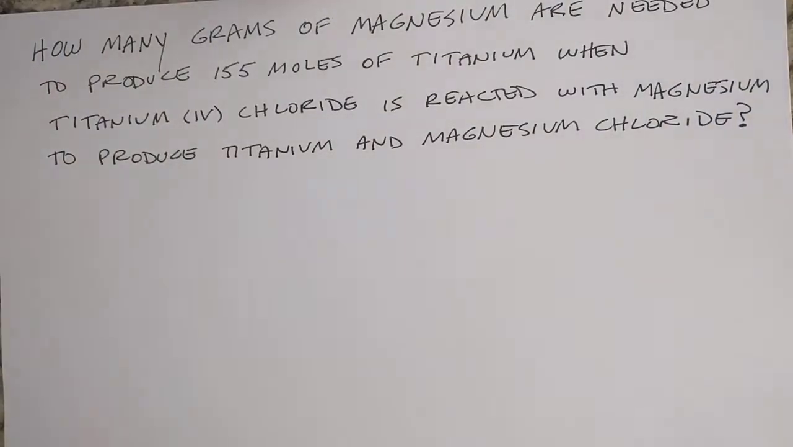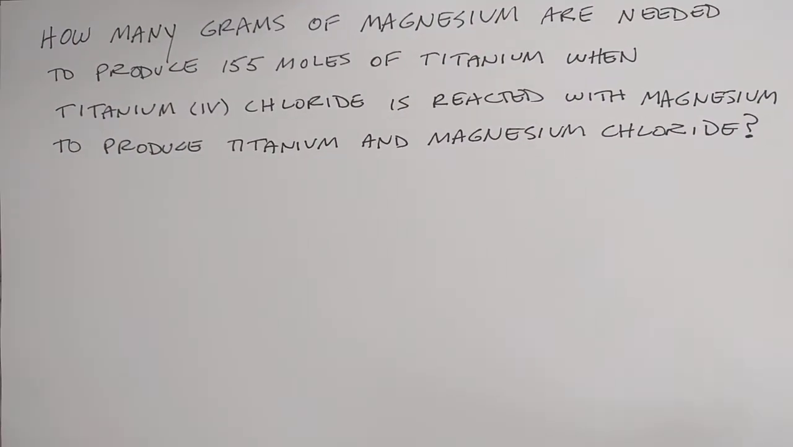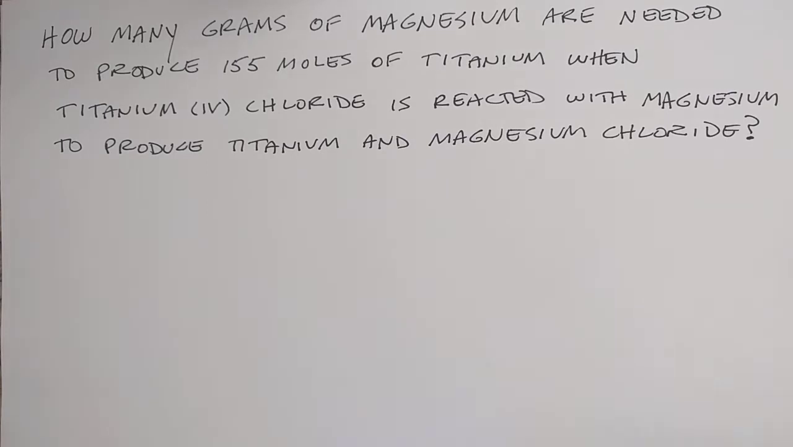All right, so let's look at our first problem today. How many grams of magnesium are needed to produce 155 moles of titanium when titanium Roman numeral 4 chloride is reacted with magnesium to produce titanium and magnesium chloride? All right, so there's a lot of chemistry going on in this problem. First, we're going to write our balanced chemical equation, then we'll do the stoichiometry. So now we have to figure out our reactants and our products, get the formulas. You guys know how to do this part of it.